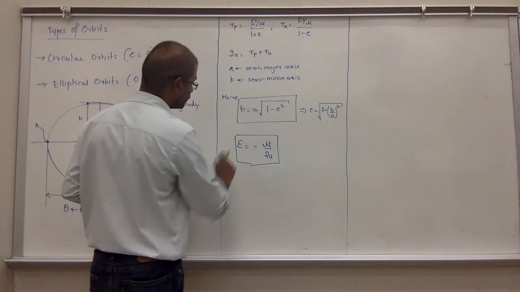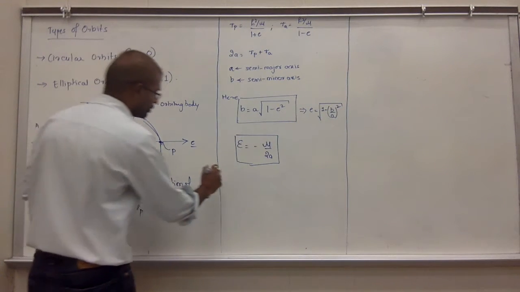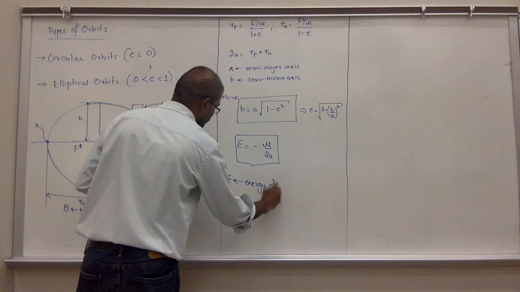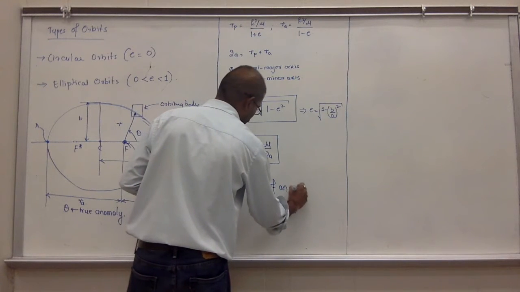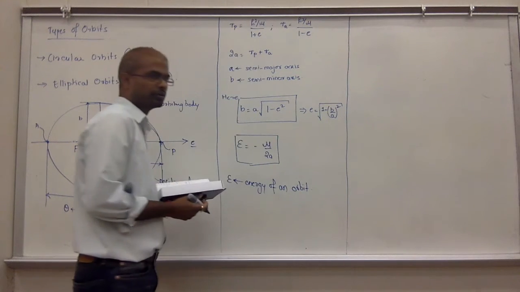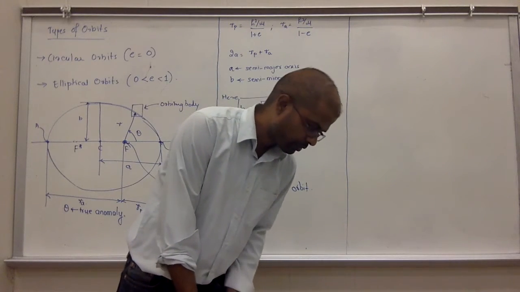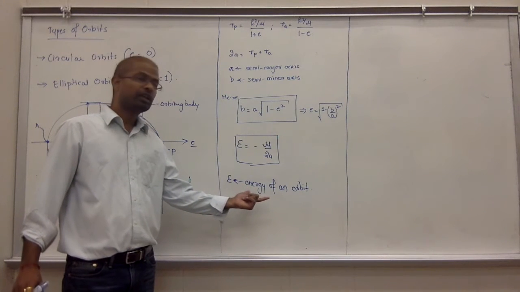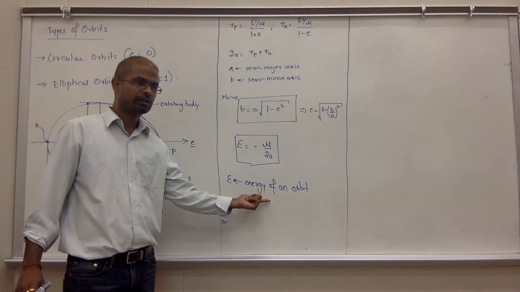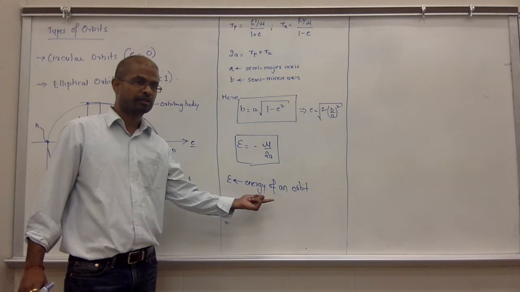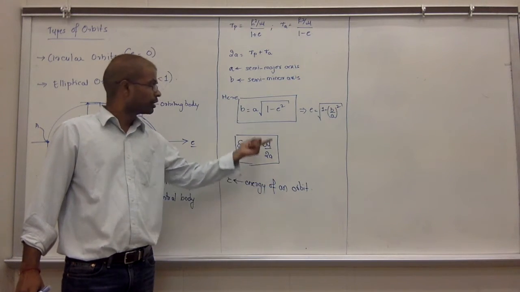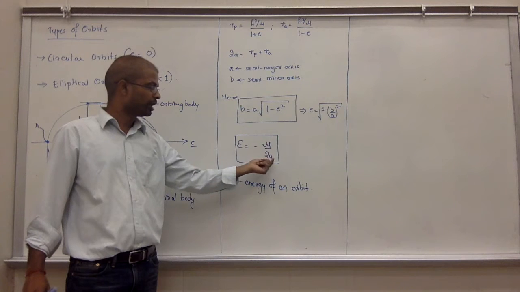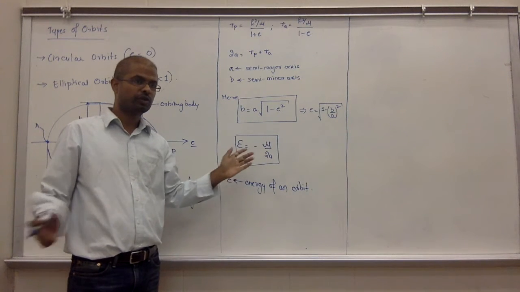So you may be asked to prove, what is epsilon here? One of the other things which you may be asked to prove is that the energy of an orbit is only a function of its size. So when Raju asks, what is E? E defines the shape of the orbit. Similarly, A defines the size of the orbit.